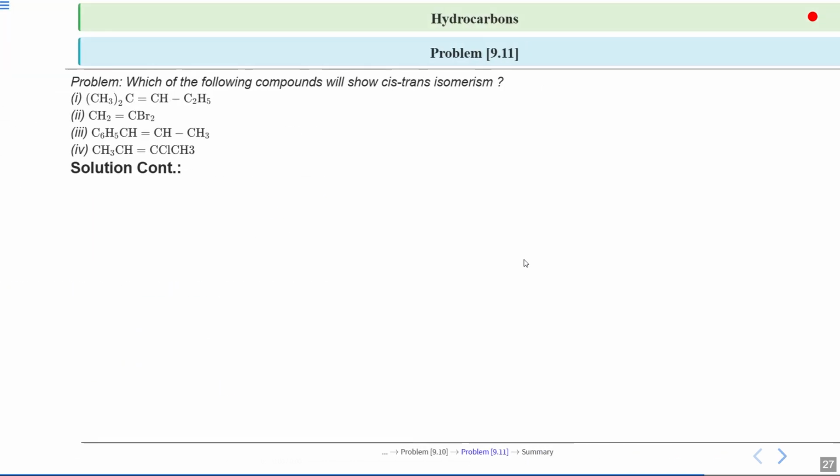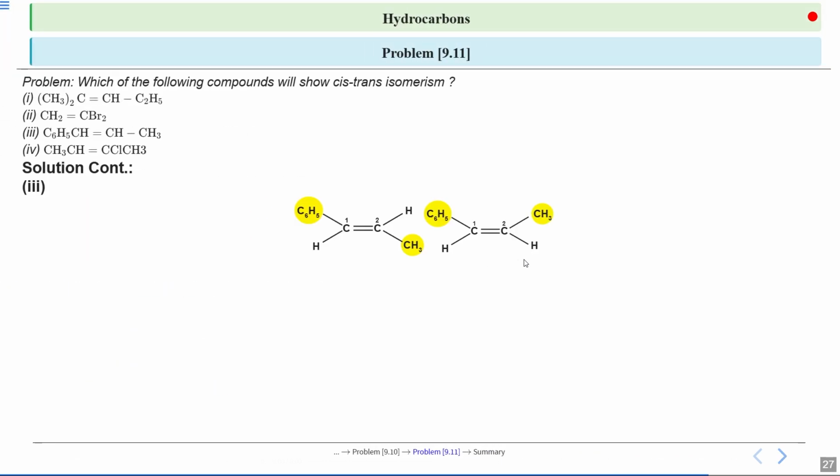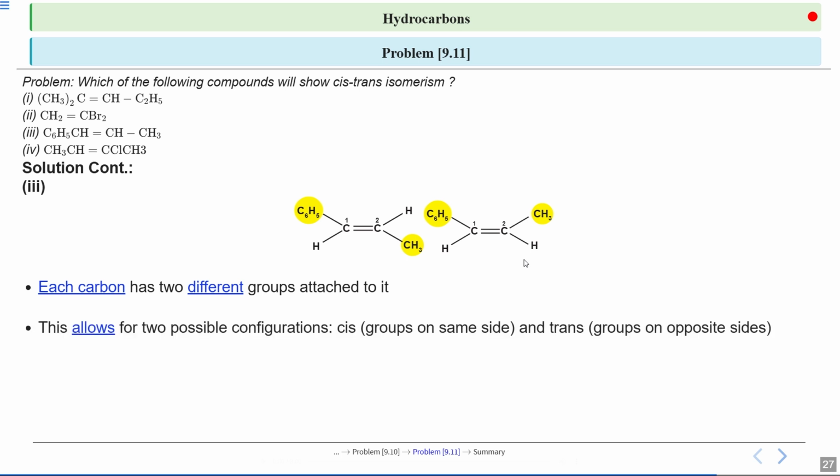Moving on further, what is the next compound? Next is C6H5 CH double bond CH single bond CH3. Each carbon atom has 2 different groups attached to it. This allows for 2 possible configurations: cis, with groups on the same side, and trans, with groups on the opposite side. The compound therefore can show cis and trans isomerism. So if I ask you whether it will show cis trans or not, you will say yes.